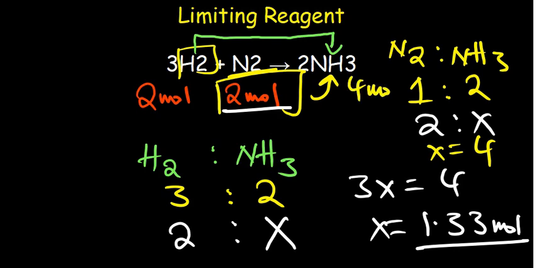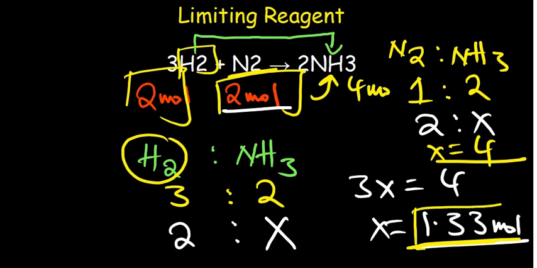And then 2 moles of the hydrogen are producing 1.33 moles. So which one is producing more? The nitrogen is producing more moles, and the hydrogen is producing fewer moles. So the one that is producing less is what we call the limiting reagent.